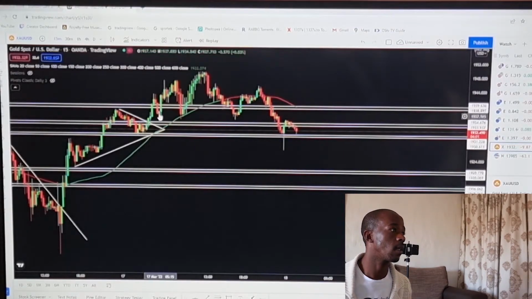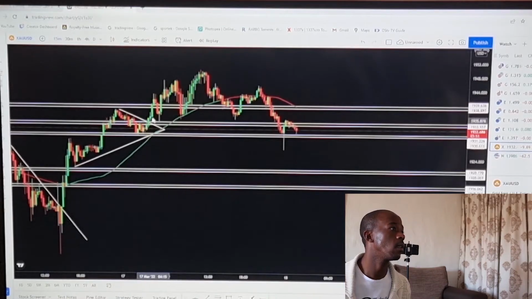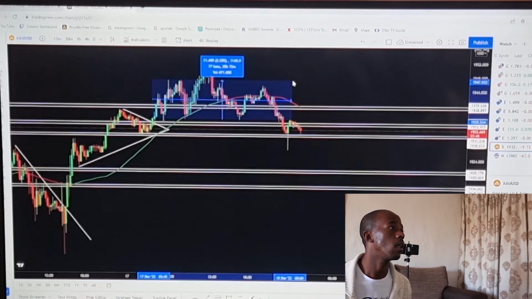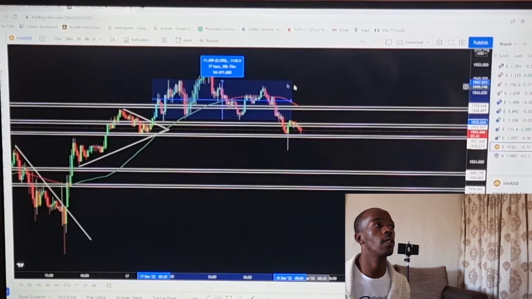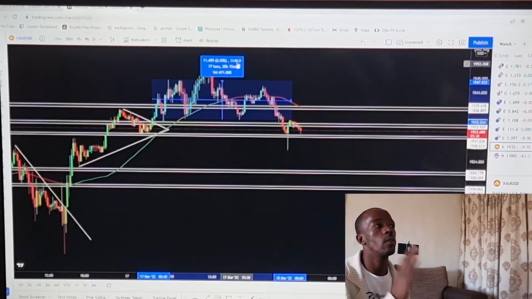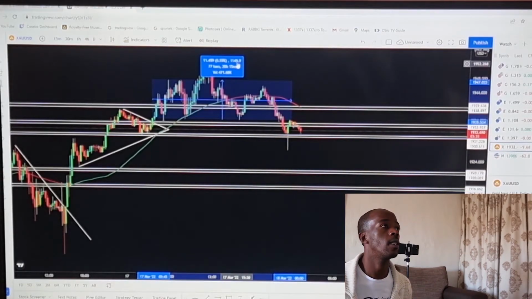Then it came again to test that resistance level and shot up. So how many pips did I catch here? It was 149 pips. So basically when it says 1141, you minus that one and put it to the nearest 100, so meaning it's 150, if I may say.